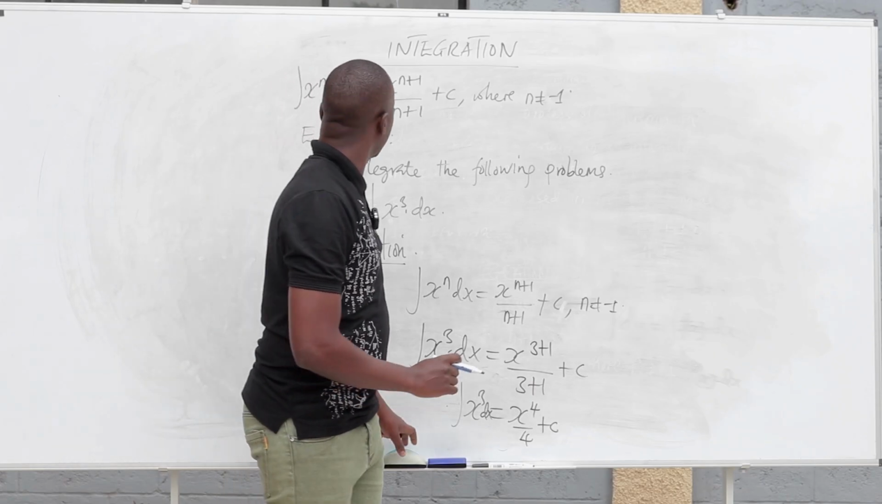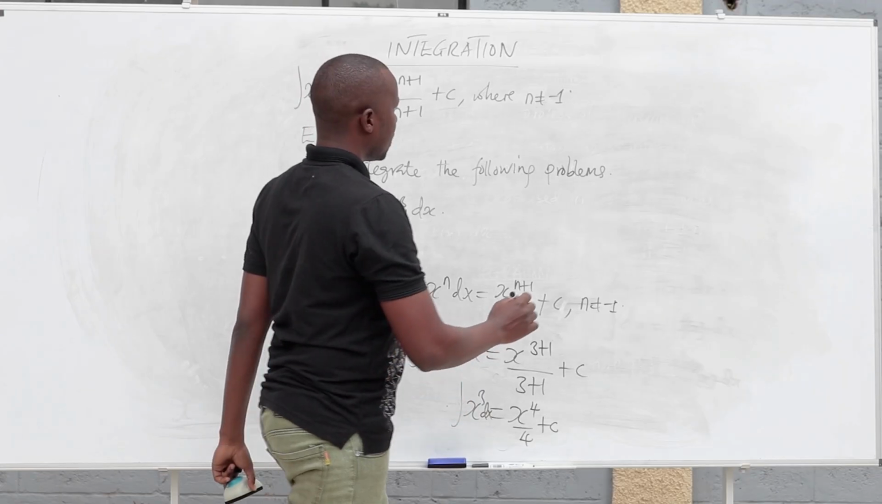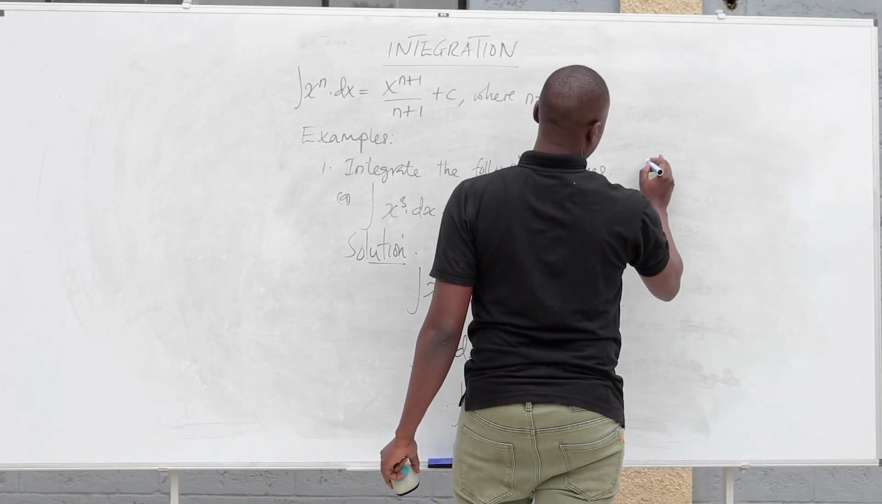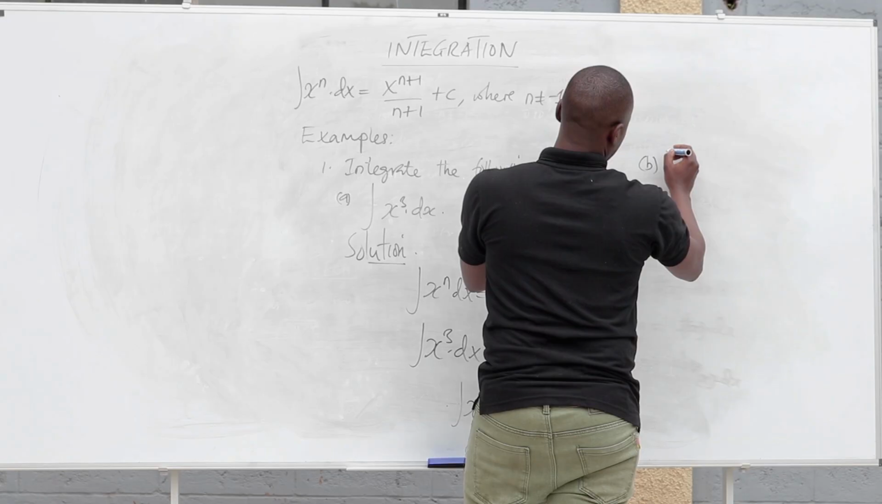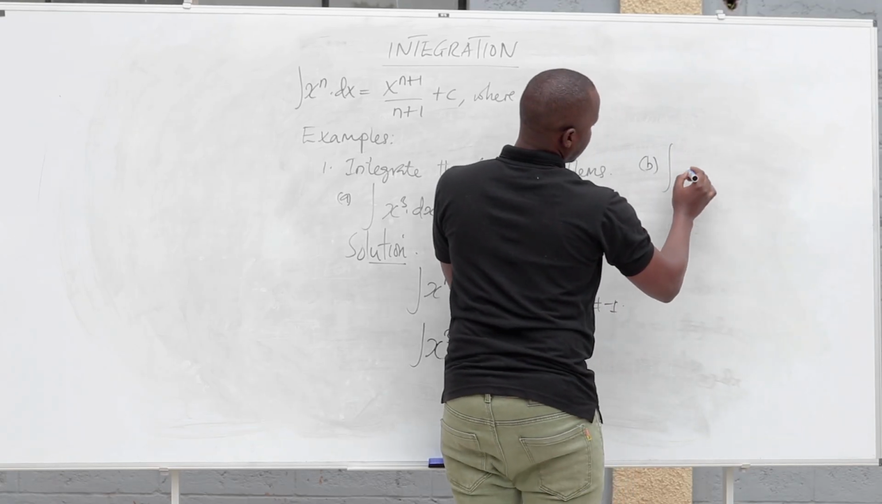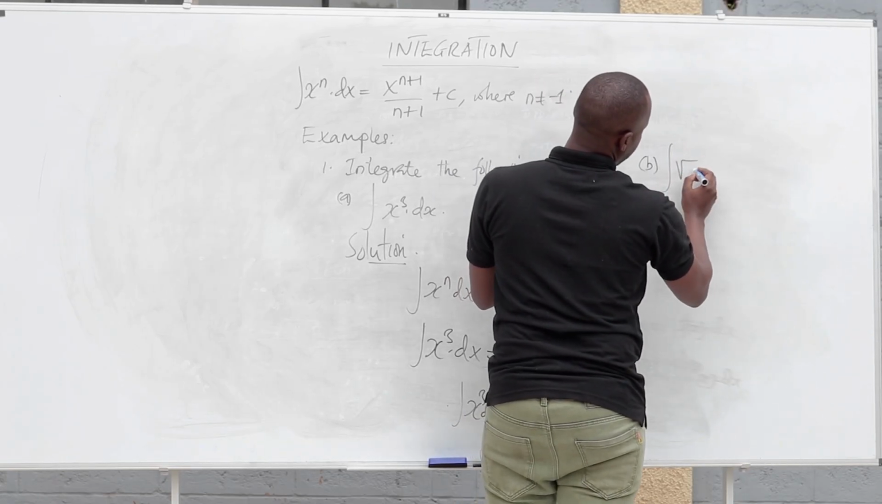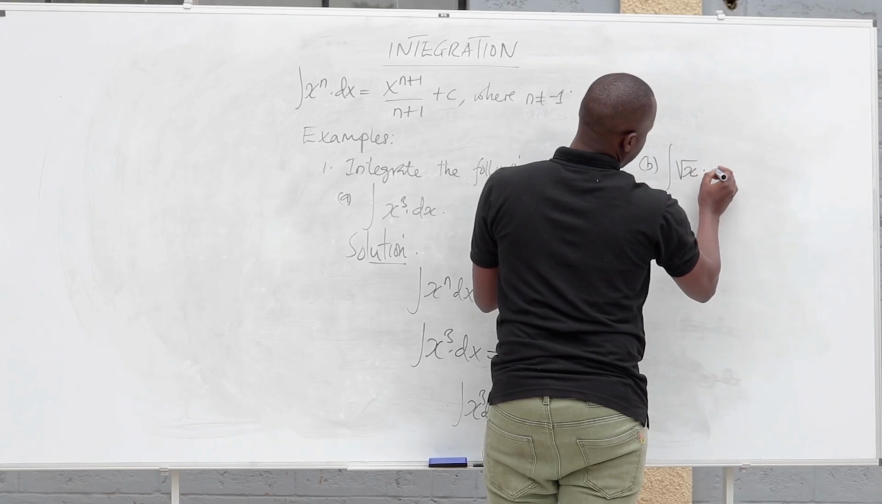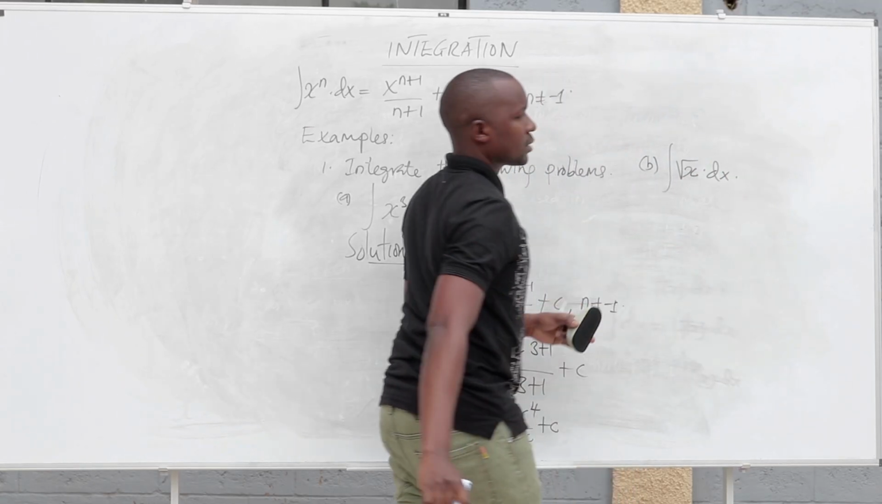From there, we can also see part b. Maybe now we integrate, we change. Maybe it's the root of x with respect to x.